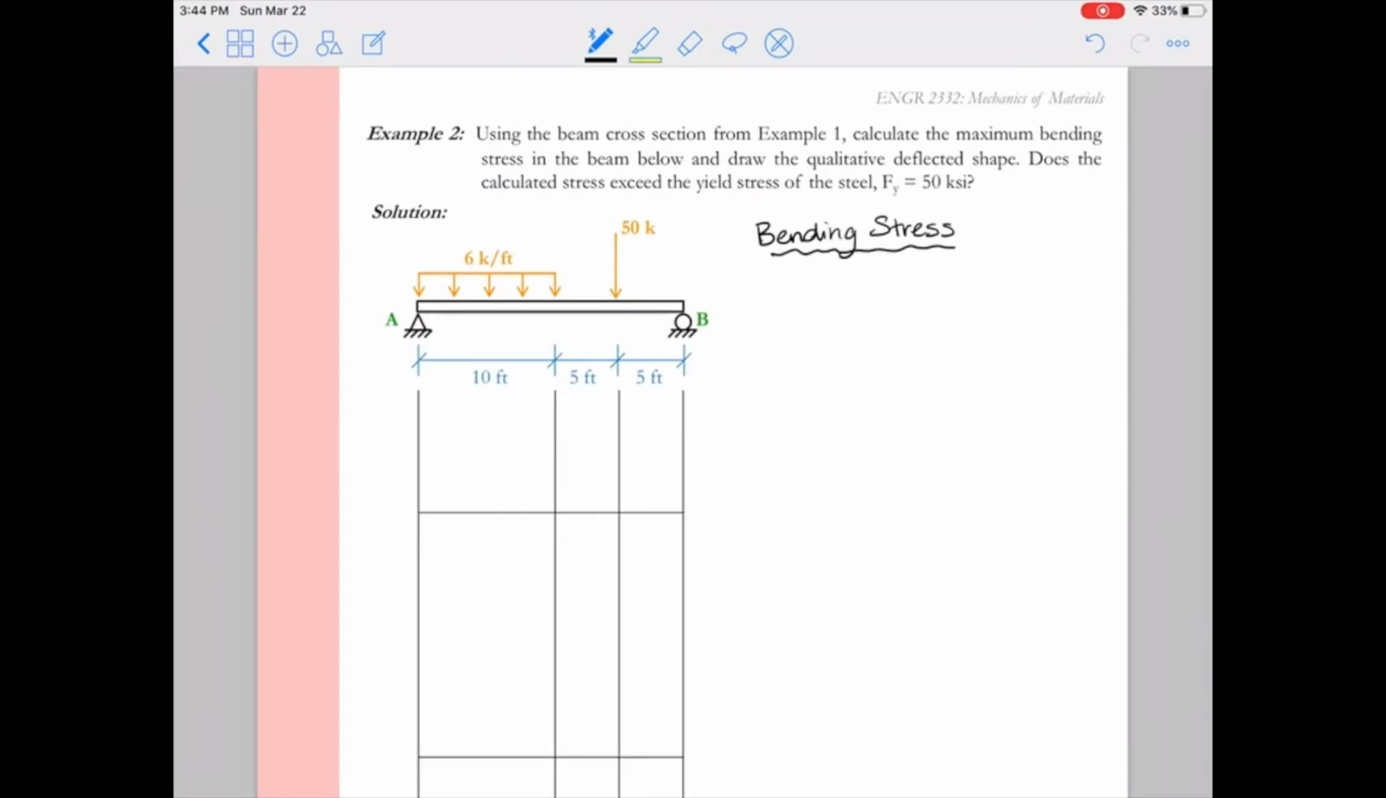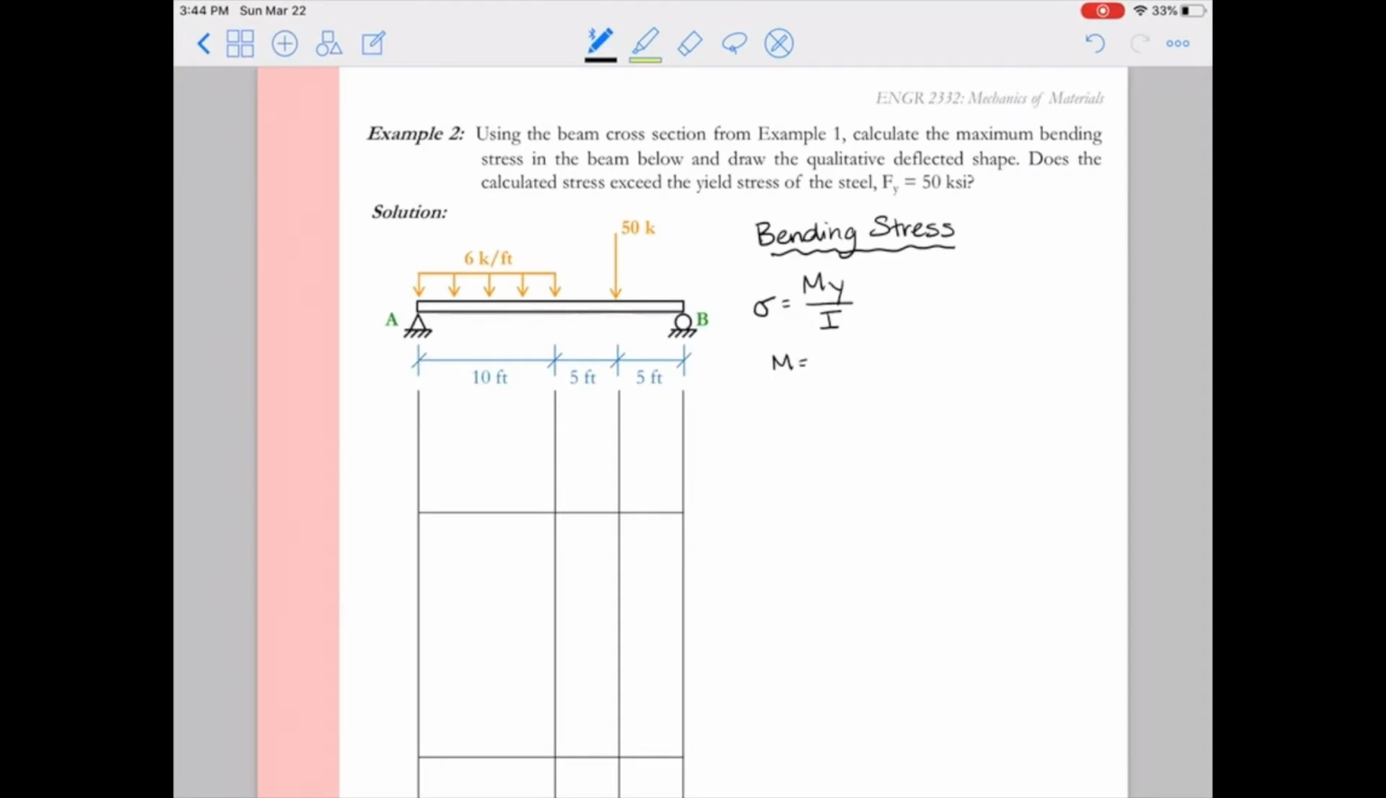So what is that bending stress equation again? Well, it's My over I. Sigma equals My over I. So basically we have the same kind of basic setup for bending stress. Let's take a look. We don't know sigma. We don't really know the moment at this point.